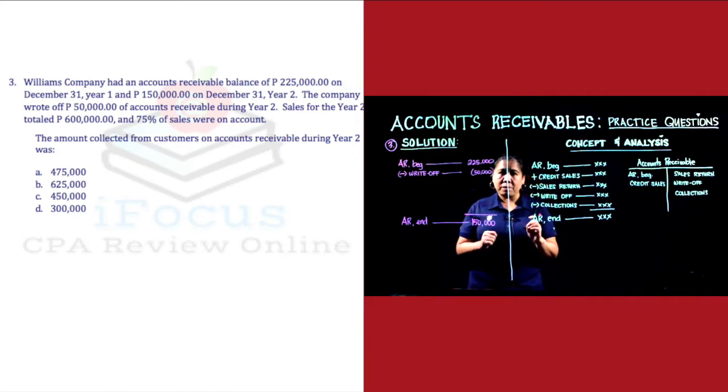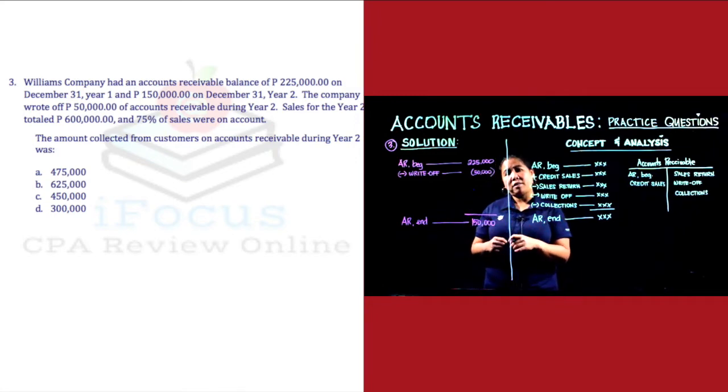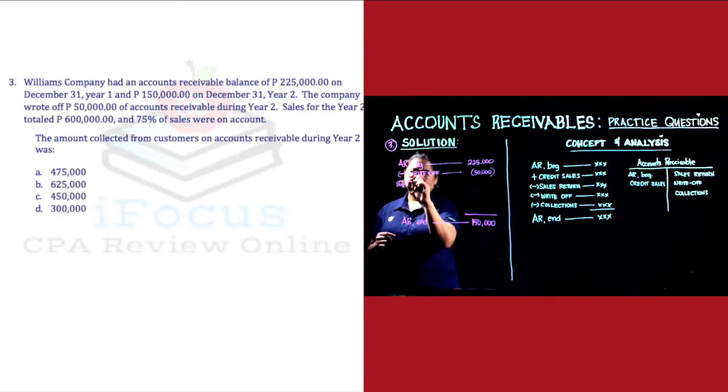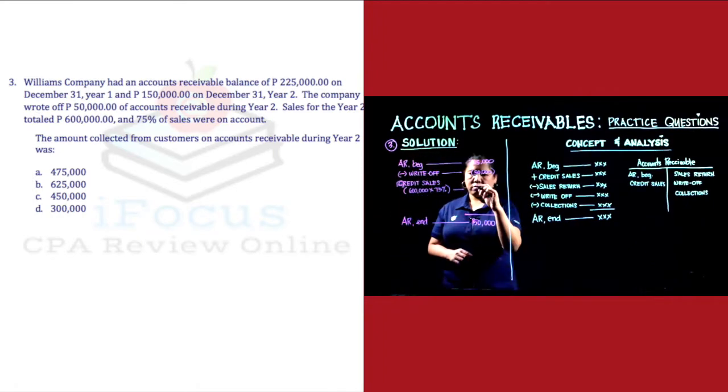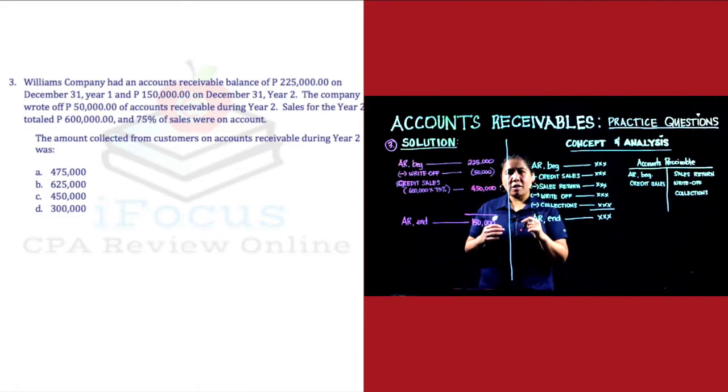Ang sabi ng problem, 75% of this sales were on account. So, ang credit sales natin ay 75% of the 600,000. Yan ang accounts receivable natin. So, our credit sales, so meron tayong credit sales na 450,000, which is addition to your accounts receivable beginning. Kasi ang entry natin dito is debit to accounts receivable and credit to sales.